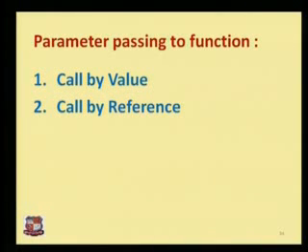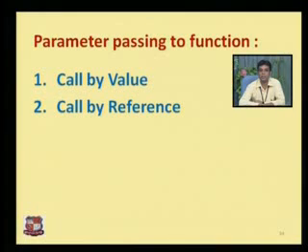The next section includes parameter passing to functions. We have two types of parameter passing: call by value and call by reference. By using call by value, we can pass particular values from the main program to the corresponding function definition. We define a particular value in the main program, and we pass it to the definition of the program.